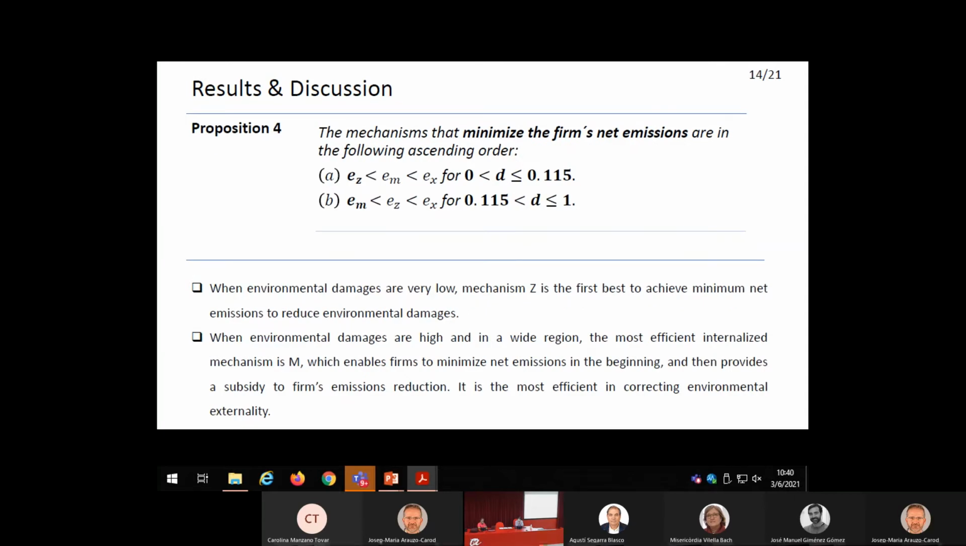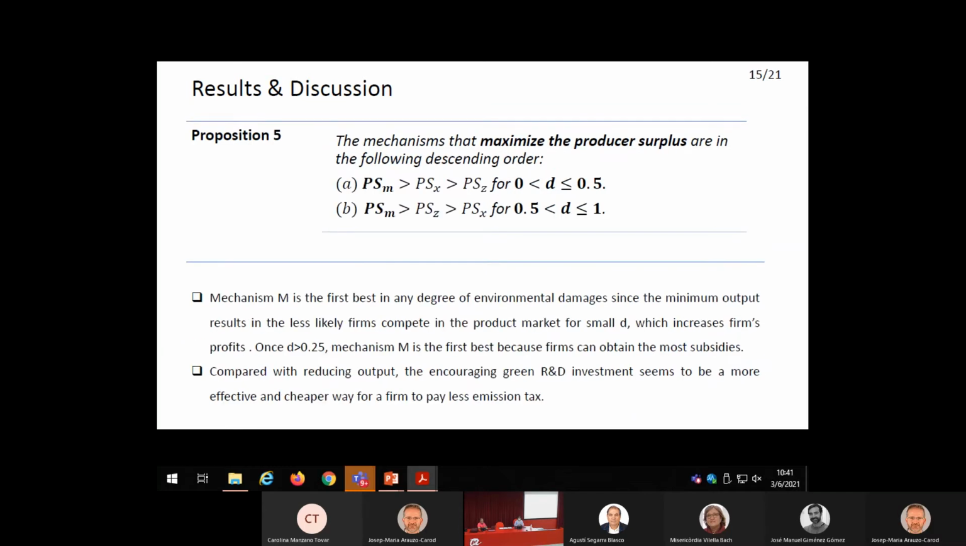And then from proposition 4, we found when environmental damage is very low, mechanism Z is the first best to achieve minimum net emission to reduce environmental damage. And when environmental damage is high or in a wide region, the most efficient internalized mechanism is M. Because in the beginning, it can enable firms to reduce net emission, and then it provides a subsidy or reward for firms' emission reduction. So it is the most efficient at correcting environmental externality.